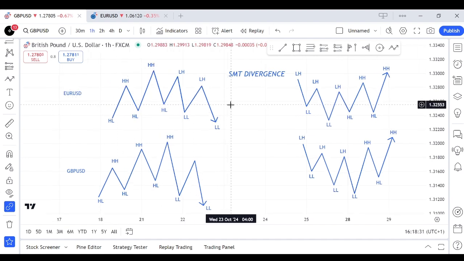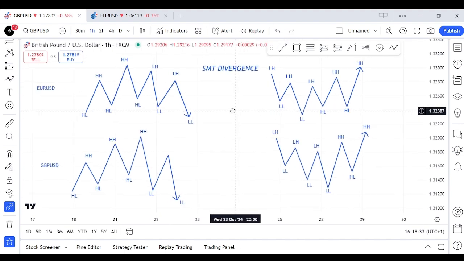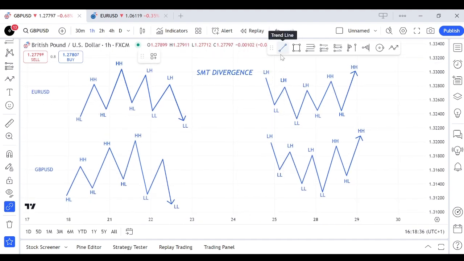Bullish SMT divergence, which in this case will be this, occurs at the bottom of a bearish trend when one asset makes a lower low but its related pair doesn't make a lower low. So it suggests that the market might turn bullish. For example, this is a bearish trend with lower highs, lower lows, lower highs, lower lows, and lower highs, but the market failed to create a new lower low.